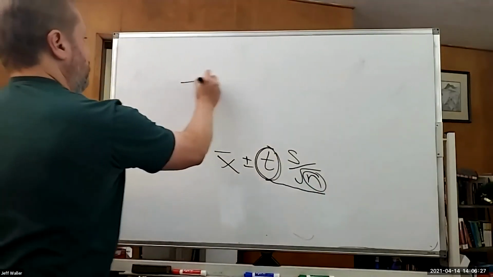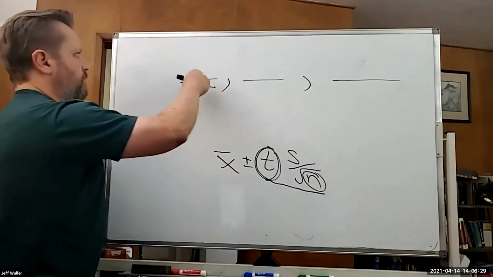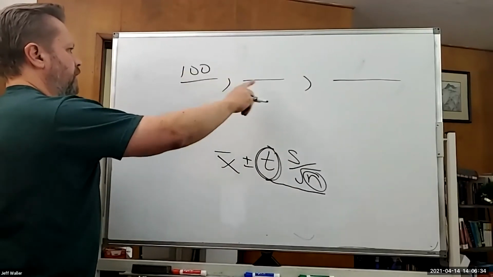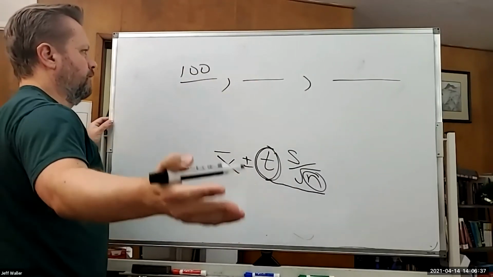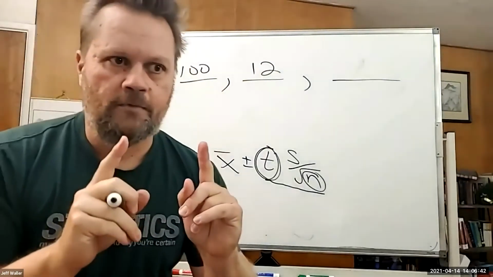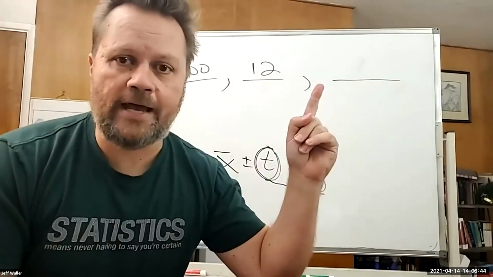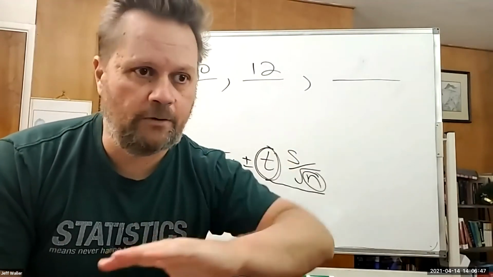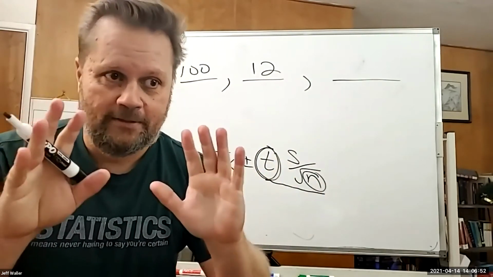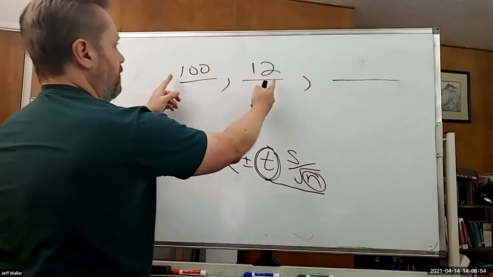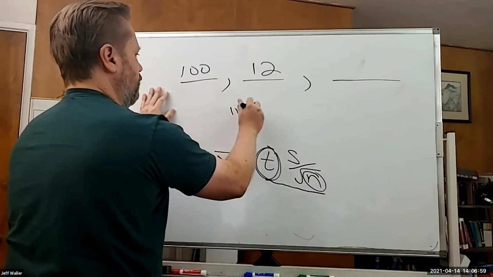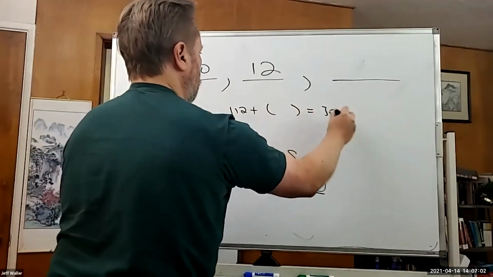So let me put my 3 numbers. Somebody give me a first number. Anything. 100. Somebody give me another number. 12. All right. Can I ask you for any number for the last one and still have an average of 10? No, now we have to get serious. What does this add up to currently? 112. So what do I need the last one to be so it adds up to 30?